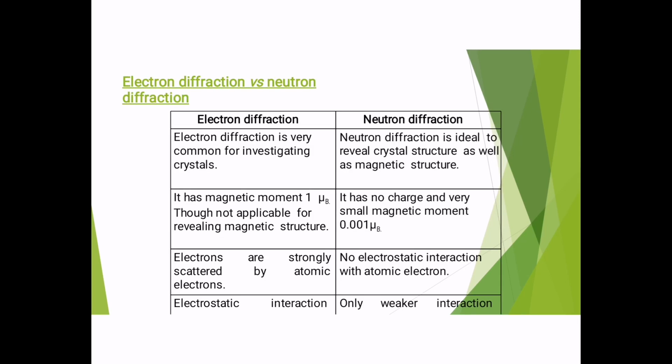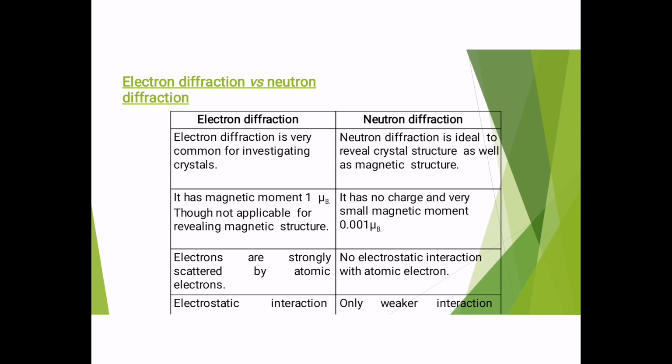Next is the difference between the electron diffraction technique and the neutron diffraction technique. The first point is that electron diffraction is very common for investigating crystals, while neutron diffraction is ideal only to reveal the crystal structure and magnetic structure.